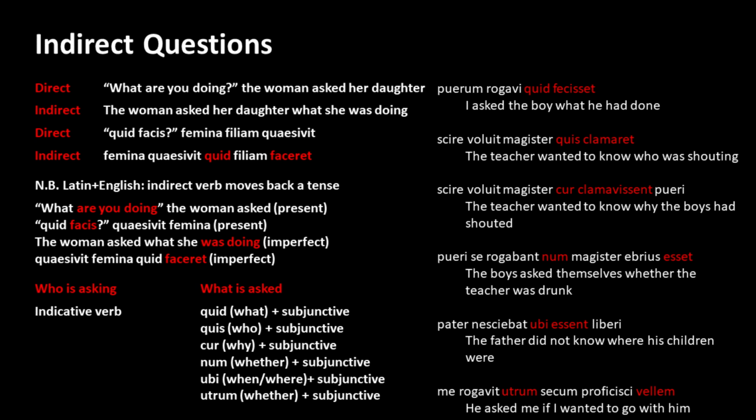Me rogavit, utrum secum proficisci vellem. He asked me if I wanted to go with him, or he asked me whether I might want to go with him. Except I feel the continuous need to pull myself back from talking about the sequence of tenses. I think that will do for indirect questions. There is very little to it.